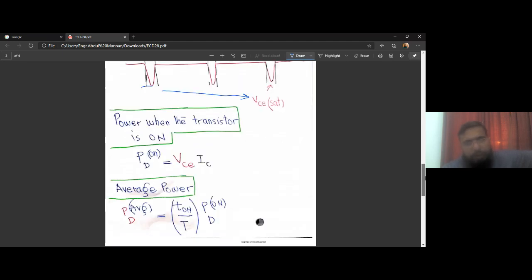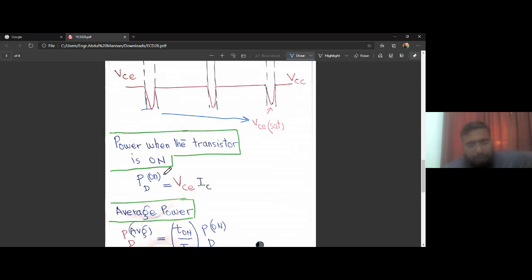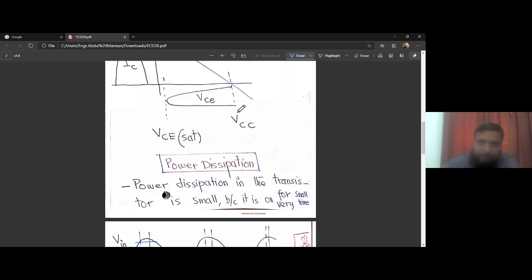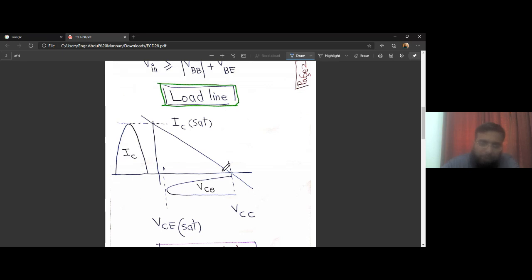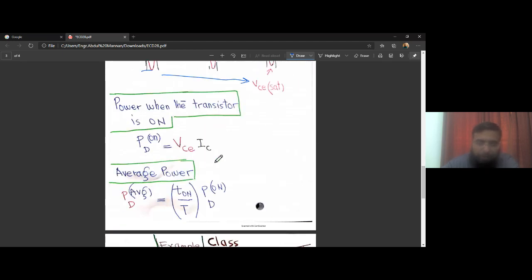So what can be the power dissipation when the transistor is on? Of course, the current and the VCE. If we multiply these two quantities, this is the maximum power dissipation in the transistor when it is on. It is the max possible AC voltage that we can have at the output, and the current flowing through the collector resistor or the output resistor. We multiply these two quantities, and it turns out to be PD on. Average power can be computed using a simple approximate formula: T on over the total time, the on time divided by the total time, times PD on.